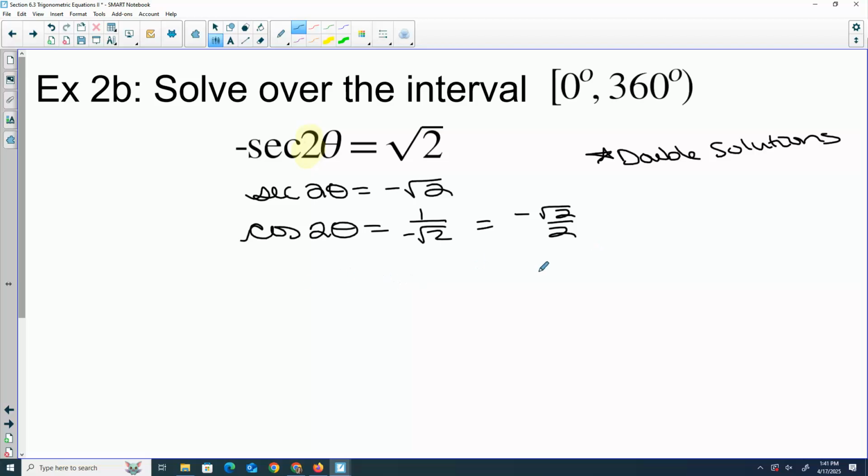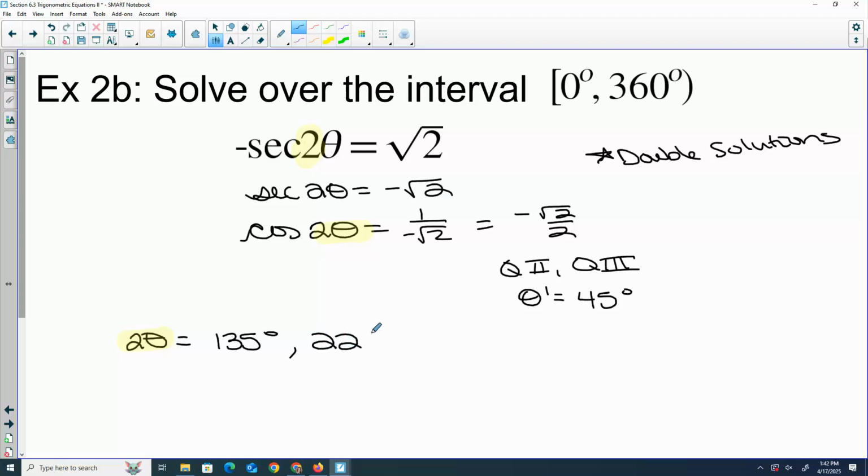So then quadrants, cosine's negative in 2 and 3. Reference angle, when is cosine radical 2 over 2? We're in degrees this time. So my angle is 2 theta, so this is 2 theta equals 45 degrees. In quadrant 2 it's 135. In quadrant 3, 180 plus 45 is 225.